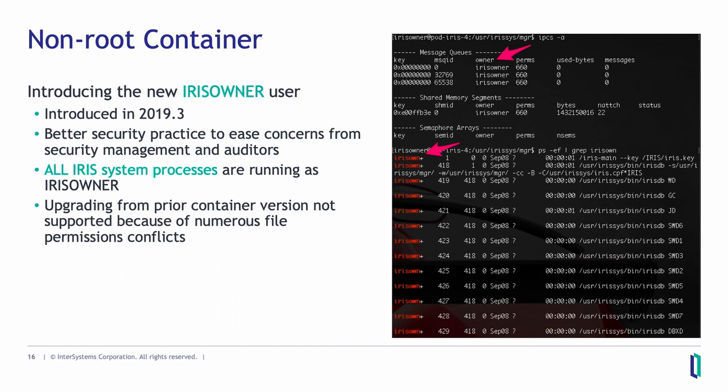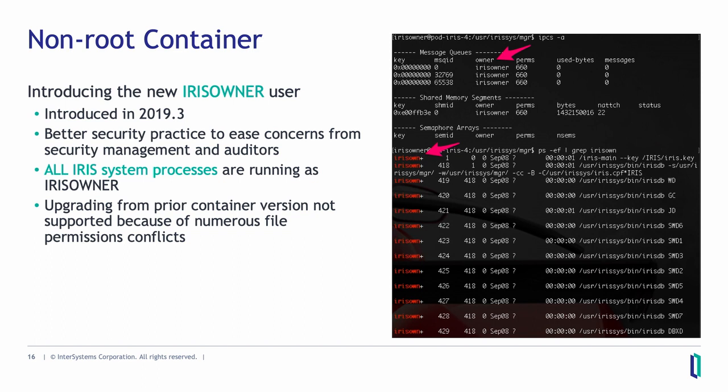You can see now that with the IPCS command from within the container, the shared memory segments are now owned by IRIS owner. Same thing if we do a quick PS output and look at all the system daemons, the control daemon, write daemon, journal daemon, and so forth. They're all now owned by IRIS owner instead of root. As I mentioned, this is better security compliance, certainly easing security auditors' heartburn, and allows for OpenShift deployments, where it absolutely does not allow root in a running container.